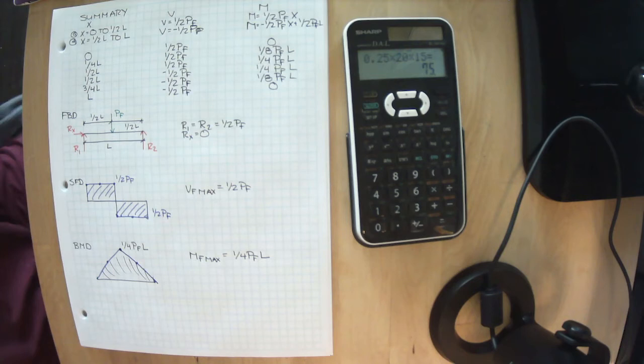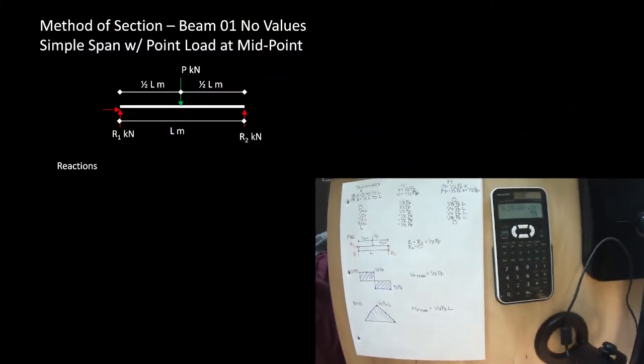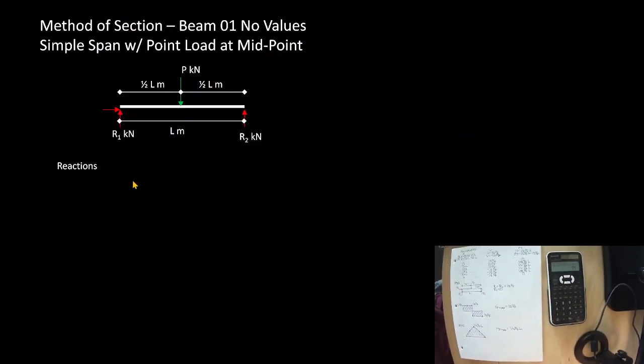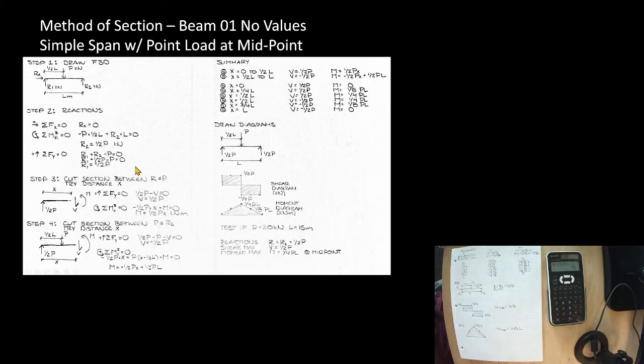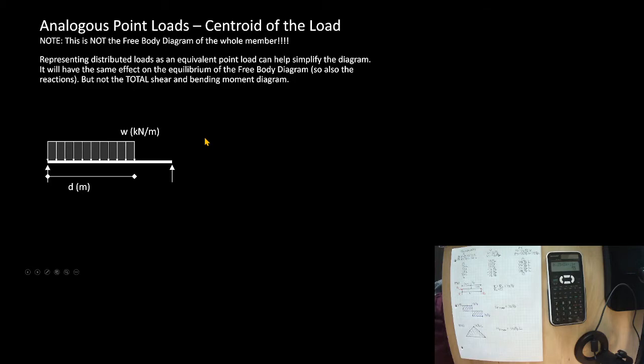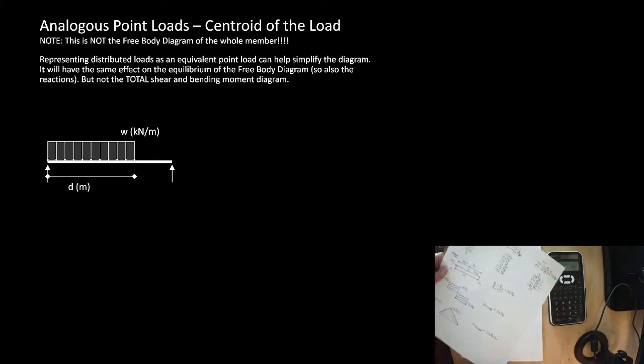Let's take a look at what we have next. Okay, so we have our reactions. Here is that all worked out. Let's jump in to the next problem. Okay, so this was super handy. We now never have to solve by method of sections a simply supported beam with a point load at the midspan. We've done it. We've worked that out.